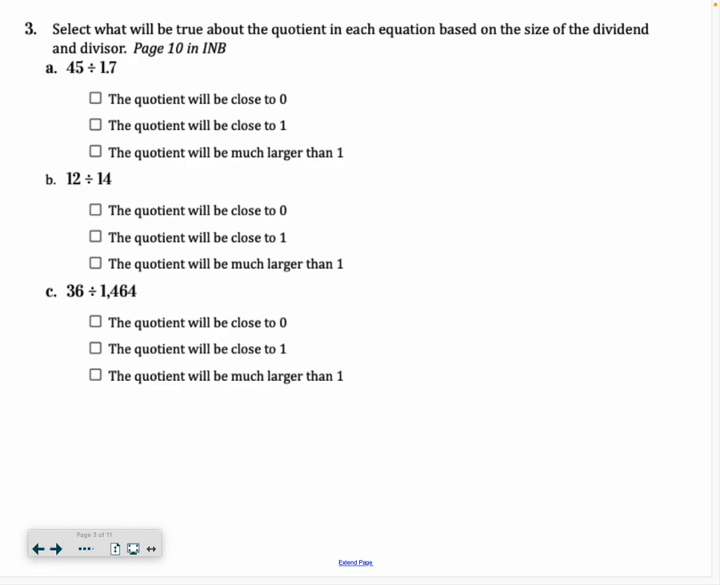I'm just going to throw some example problems out for us to see what each of these might look like. For a quotient that would be close to 0, we would need to start with a very, very small number, like let's say 2, and divide that by a very large number, let's say 100. 2 divided by 100 is 2/100. That's a very small number. That is close to 0.